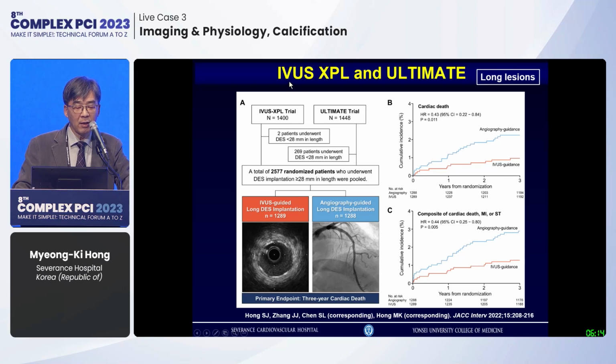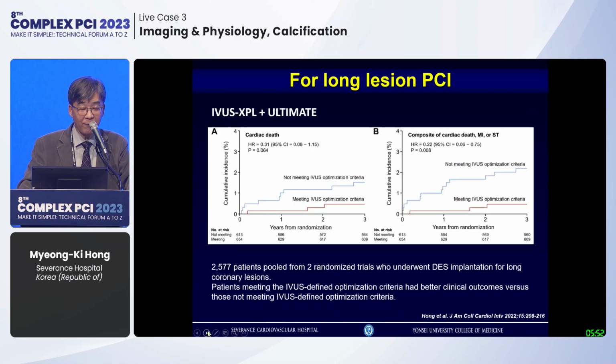We combined all patients in the IVUS-XPL and the ULTIMATE trial and demonstrated that the use of intravascular imaging shows a more significant reduction of hard endpoints, including cardiac death or the composite of cardiac death, MI, or stent thrombosis. Furthermore, in the IVUS subgroup, patients meeting the IVUS optimization criteria show a lower incidence of the hard endpoint, cardiac death or the composite of cardiac death, MI, and stent thrombosis. Therefore, use of intravascular imaging results in a reduction of the hard endpoint.